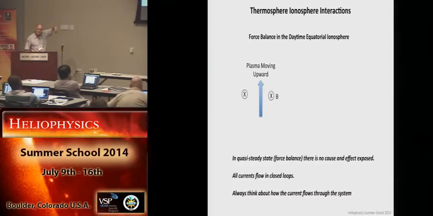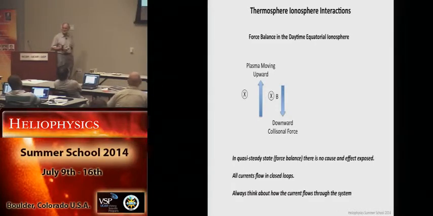Nobody actually wants to say downward, but everybody's looking down. So I'm going to assume everybody's happy with the force being downward. Okay, so the plasma is moving up. The force that it feels from the neutrals is working down. That force has to be balanced by the current, right?